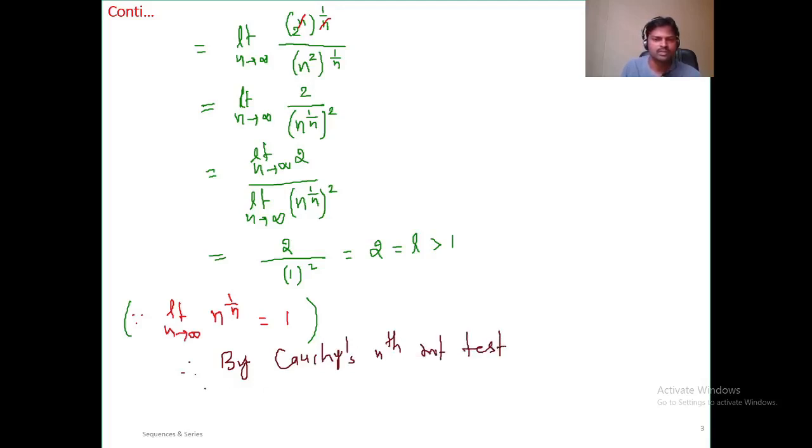the given series diverges. That's it. Diverges.